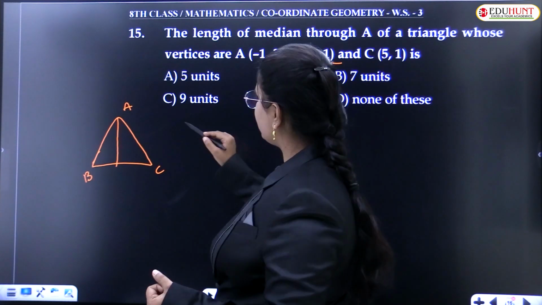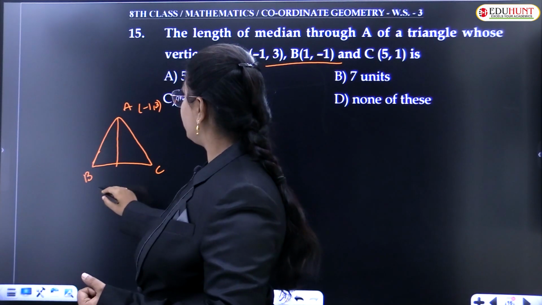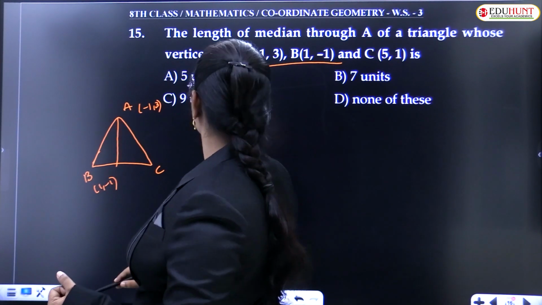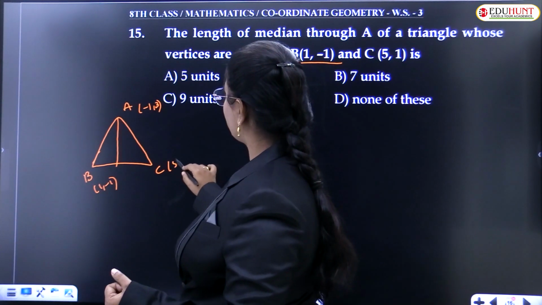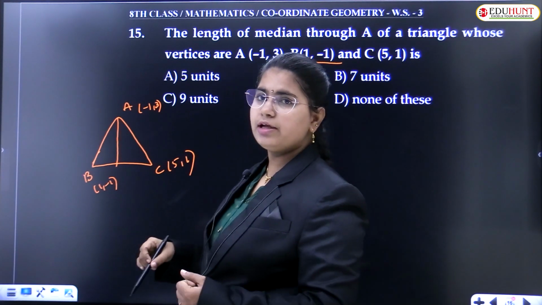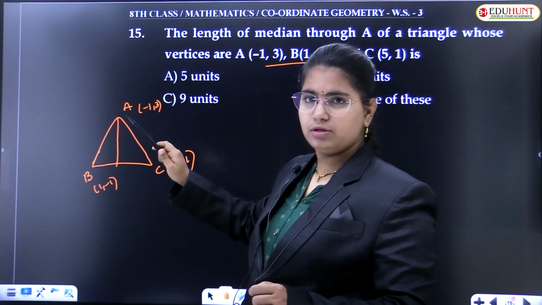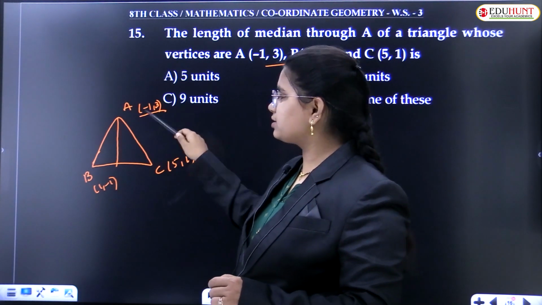Next, what am I going to have? In A, I am having minus 1 comma 3. B, I am having 1 comma minus 1. C, I am having 5 comma 1. So how do you define a median? Median from A means I need to draw a line segment from the vertex A.